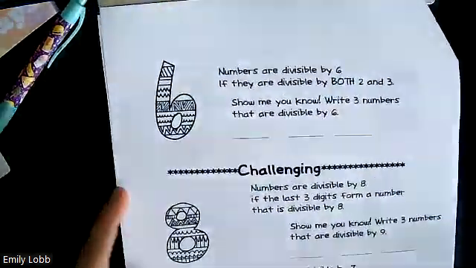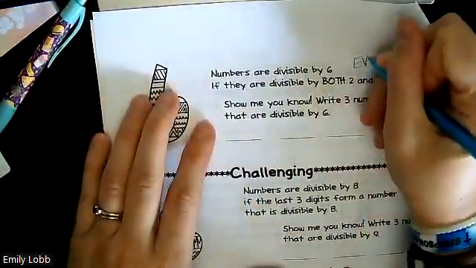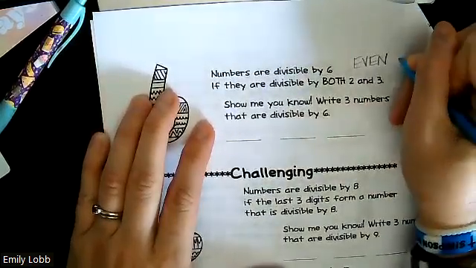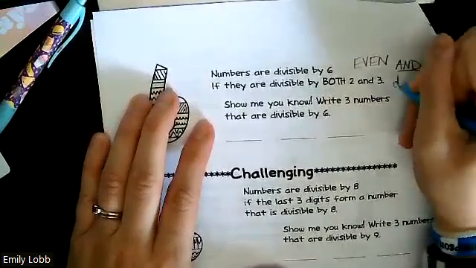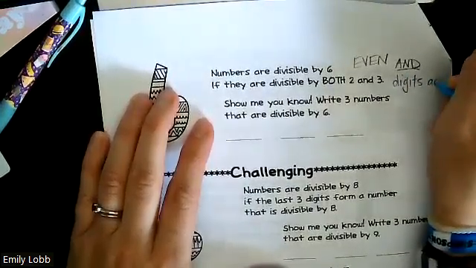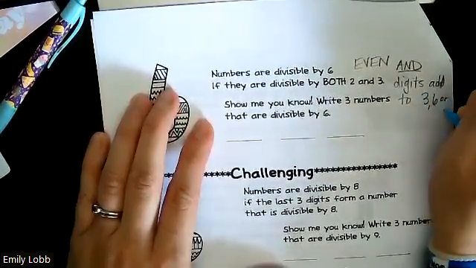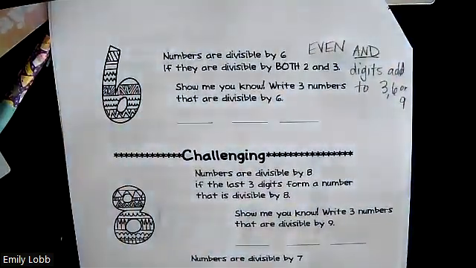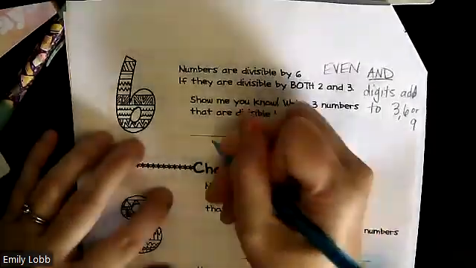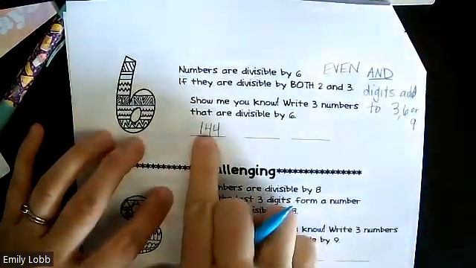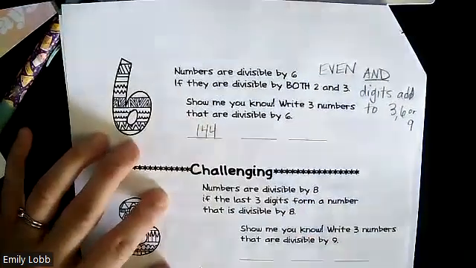Okay. Page 4. So this is an even one. So remember, these have to be even. And digits add to what? Digits add to 3, 6, or 9. All right, so give me something that is not on your normal multiplication table, Kinley. 144. 1 plus 4 is 5. Plus 4 is 9. Well done.